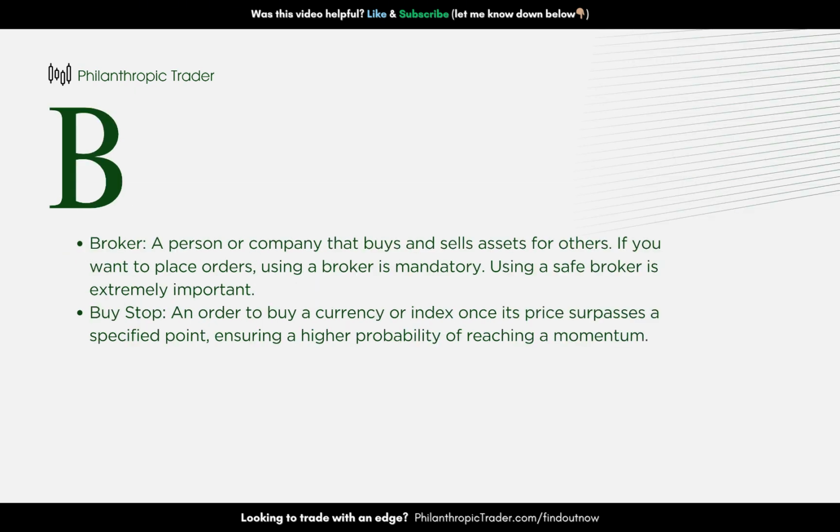Broker is a person or a company that buys and sells assets for others, and if you want to place orders, using a broker is mandatory. And using a safe broker is extremely important.